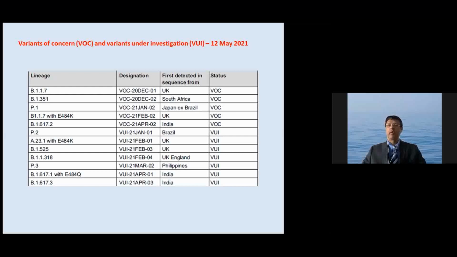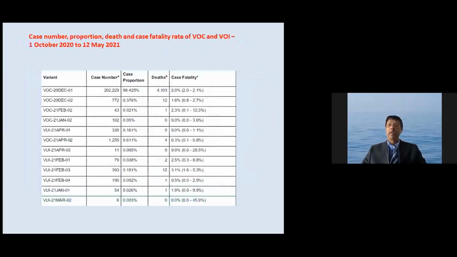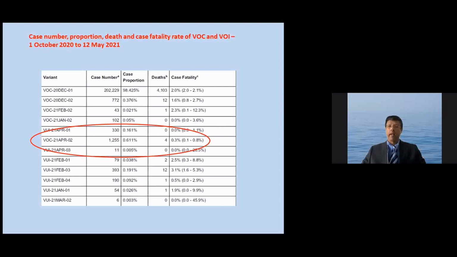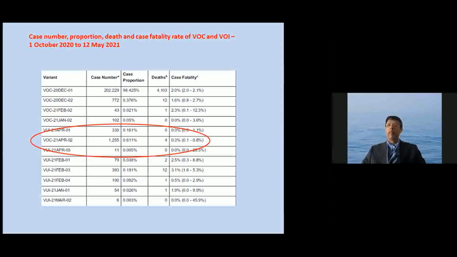Of the 5 variants of concern, you can see the subvariant 2 of the Indian variant is also listed as a variant of concern. This slide shows the number of cases of the different variants since October. And you can immediately see that the Indian subvariant 2 has the highest number of cases, that's more than 1,000, and 1 and 3 have other cases, but 3 is the least. So the number 2 subvariant is the one that is increasing rapidly.